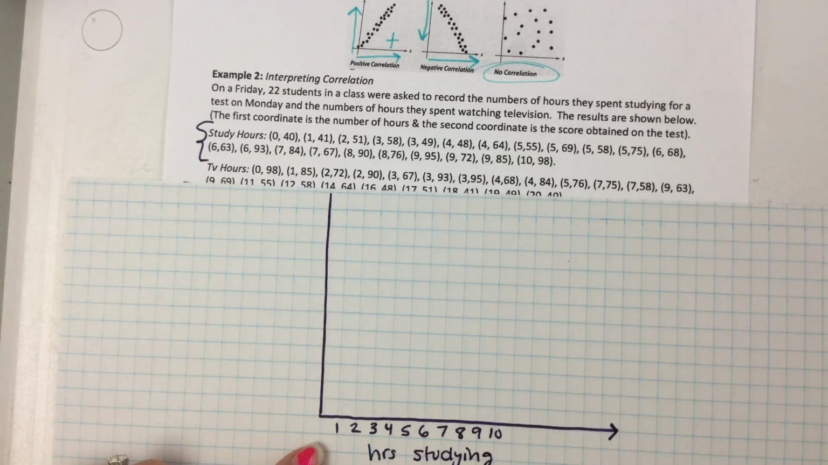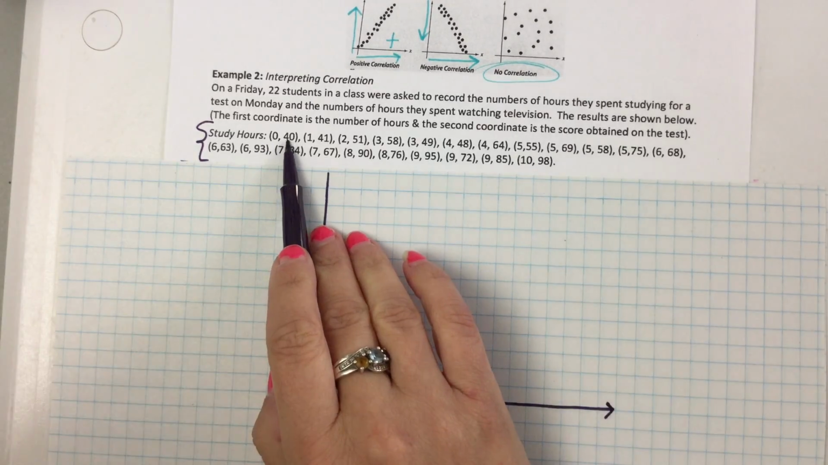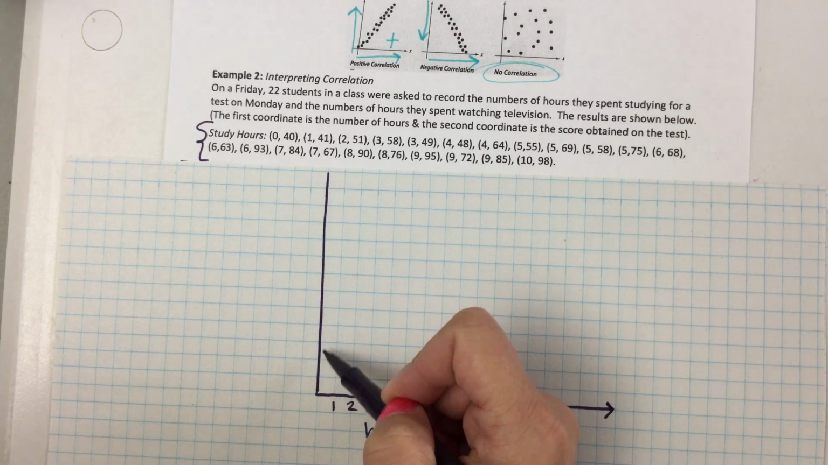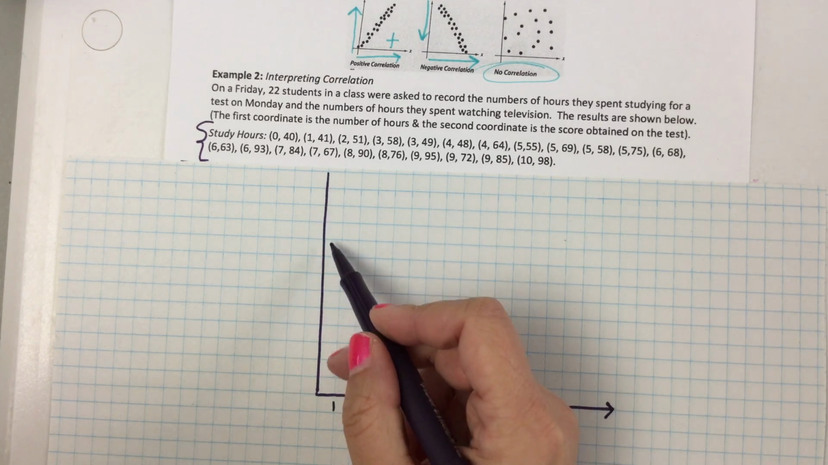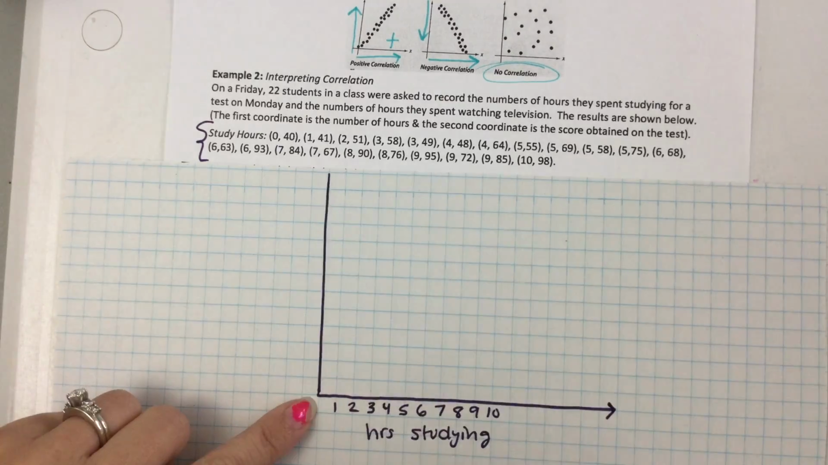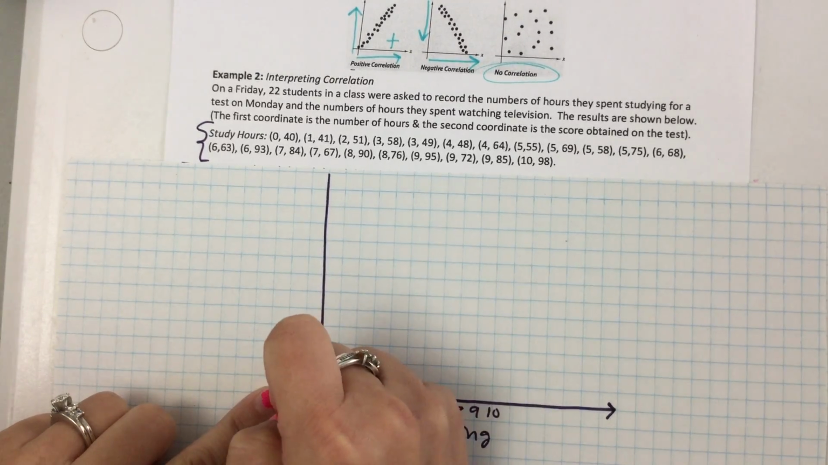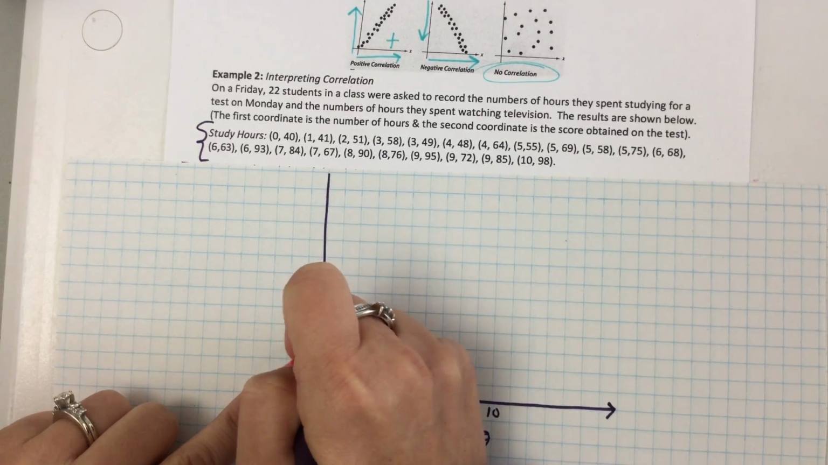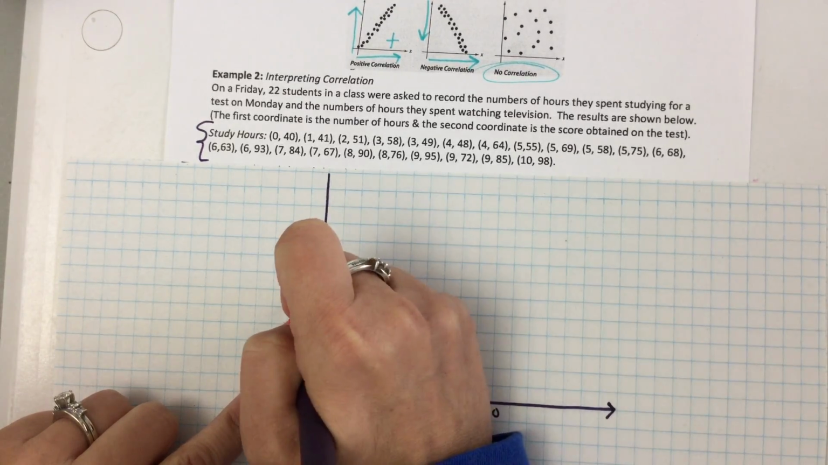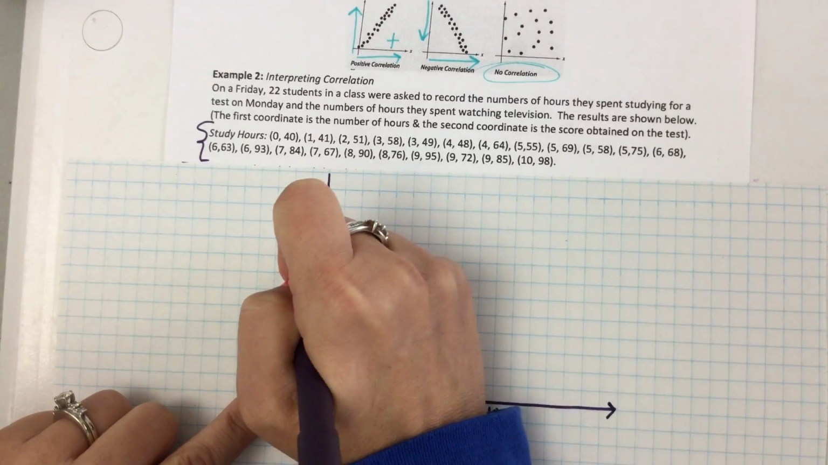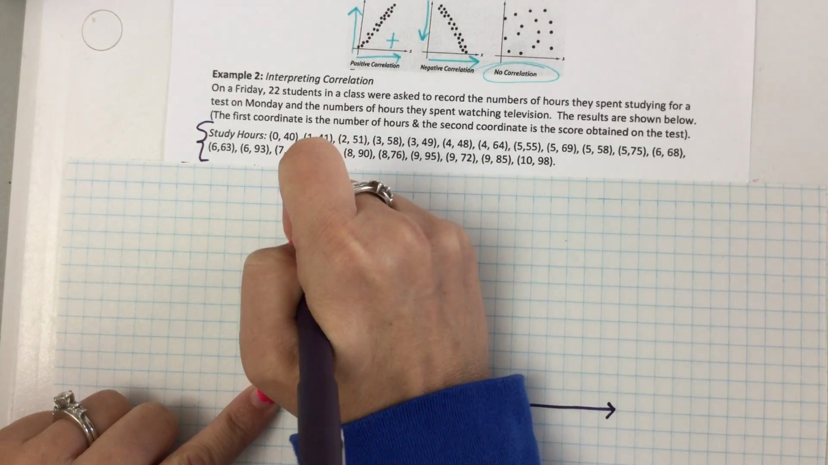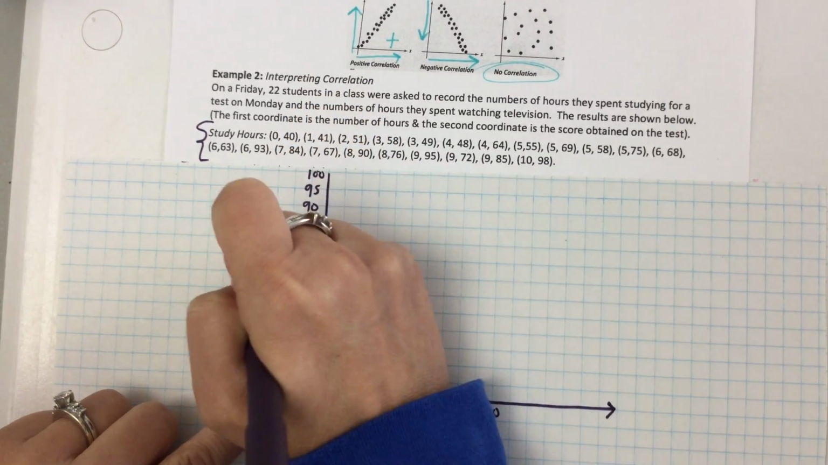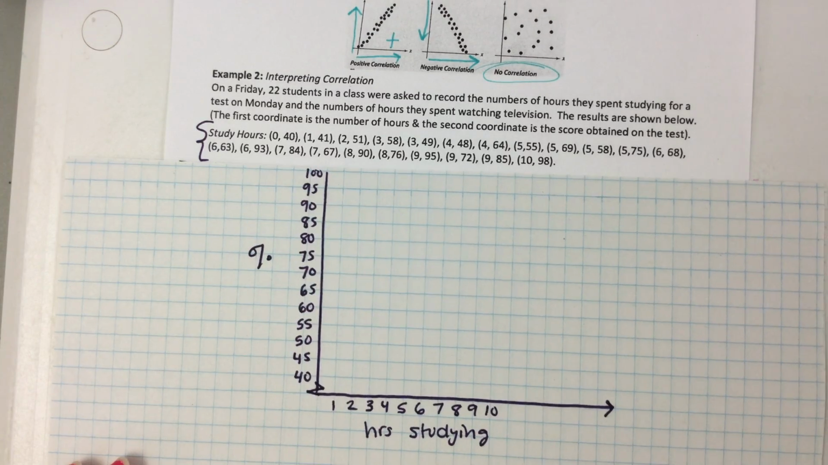Now, if I look at the percentage, there's a 40 and there's a 98. So if I go 40, 45, 50, 55, 60, 65, 70, 75, 80, 85, 90. Perfect. I'm going to do a break symbol, and I'm going to start at 40. So 40, 45, 50, 55, 60, 65, 70, 75, 80, 85, 90, 95, and 100. That is the percentage that they scored on the test.